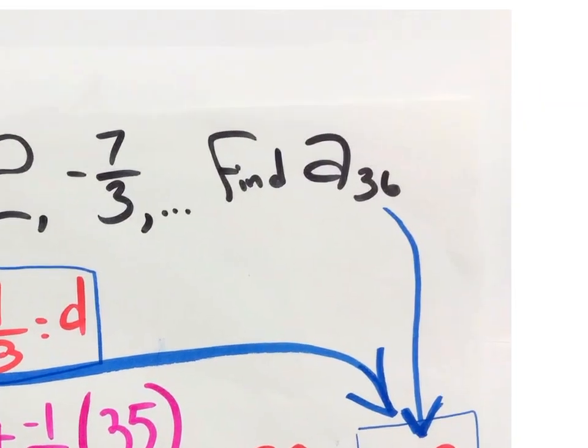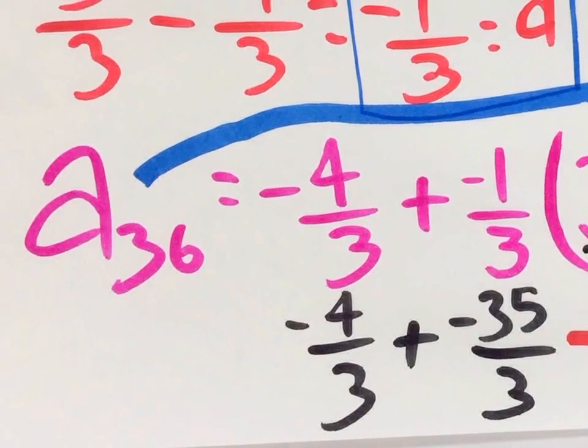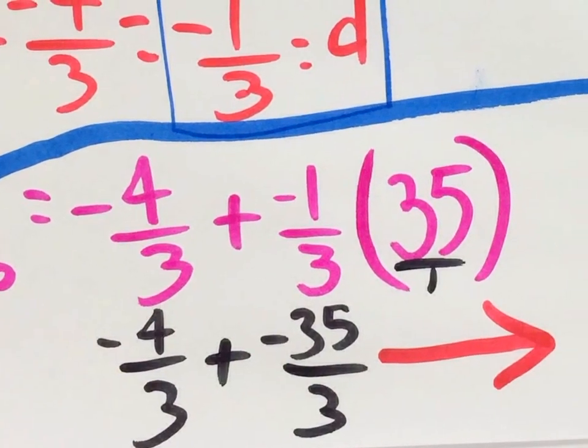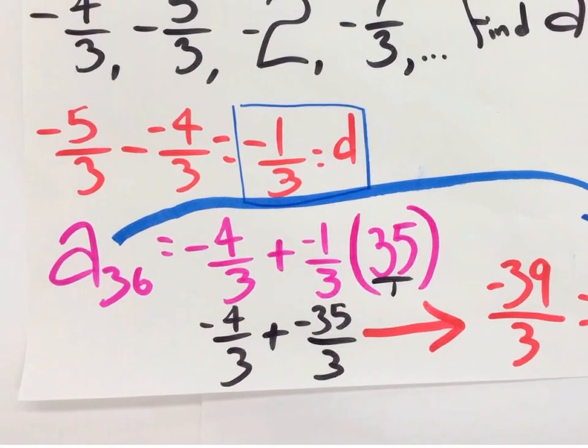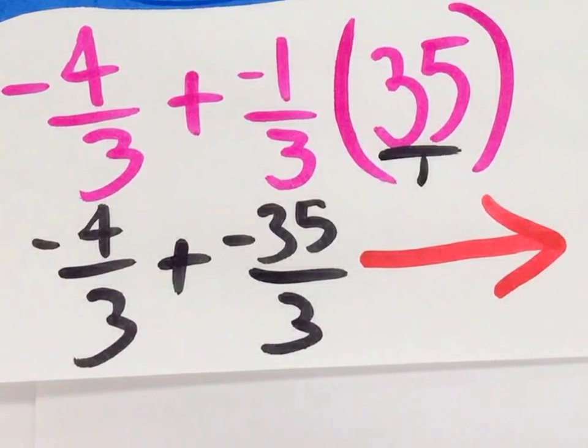Now what we're going to need to do is plug this into our explicit equation formula. We know we're looking for the 36th term. So we're going to do a sub 36 equals the first term, which is negative 4 over 3, plus negative 1 over 3. That's the difference. And then we've got n minus 1. In this case, it's 35 because 36 minus 1 is 35. We then multiply negative 1 over 3 times 35 over 1, and when we do, we're going to get negative 35 over 3.